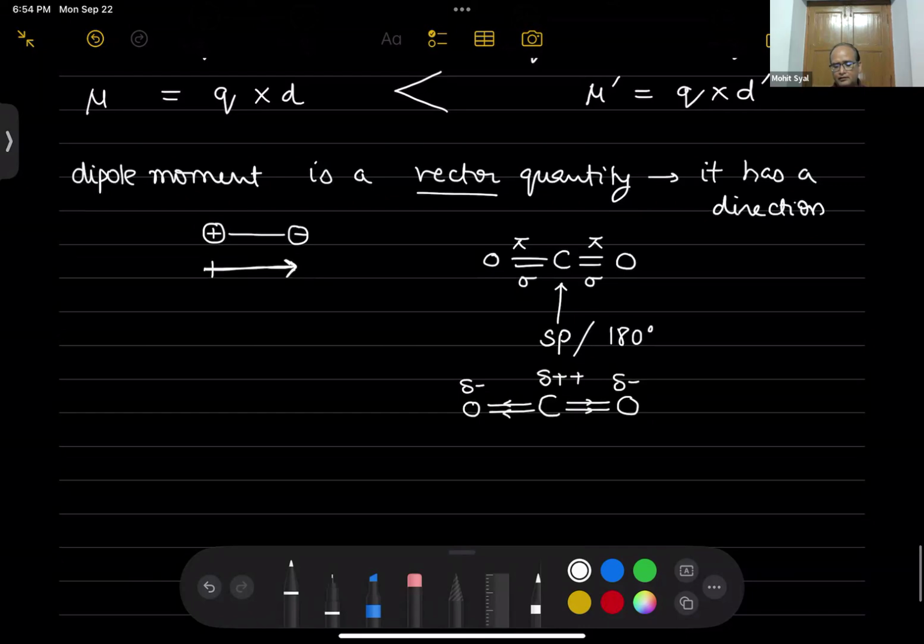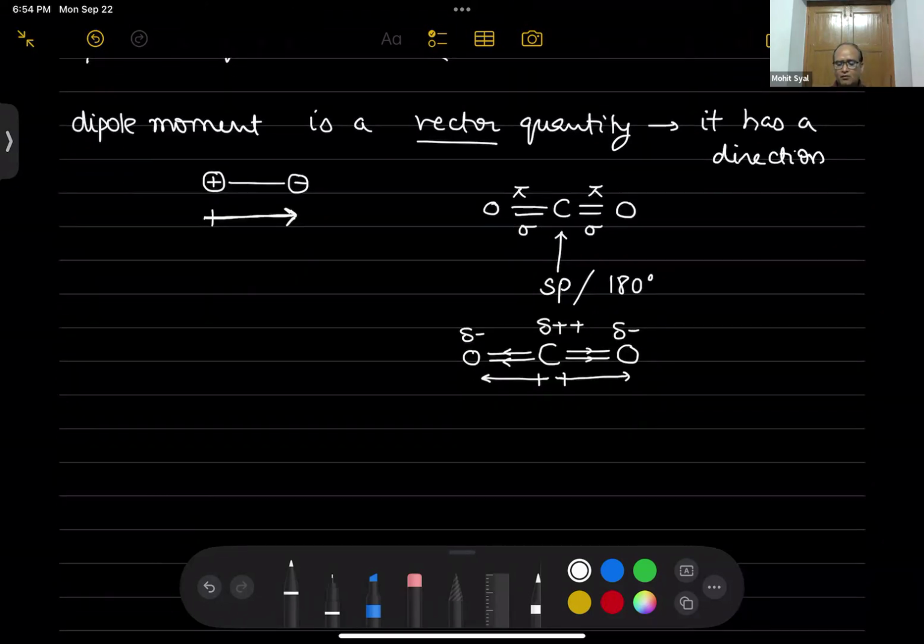Is it clear? So the dipole moment of this bond is from positive to negative, and the dipole moment of the other bond is also from positive to negative. Both the dipoles are equal because on both sides you have an oxygen atom. Got it? Is it clear or not? So what is the overall polarity?